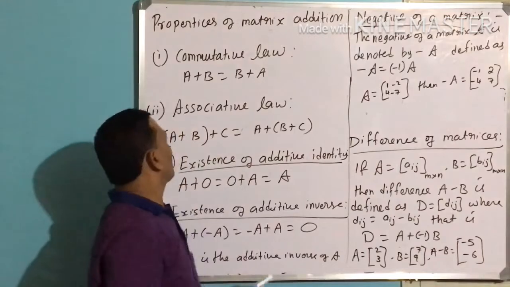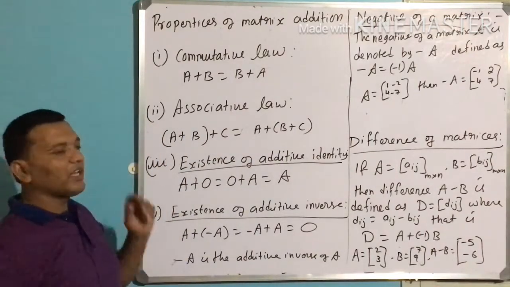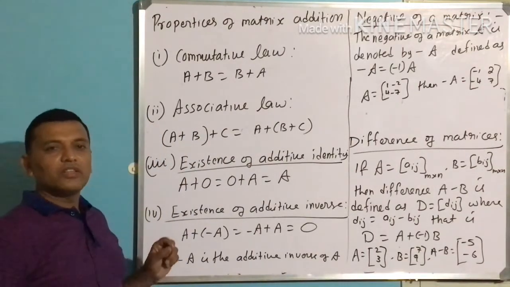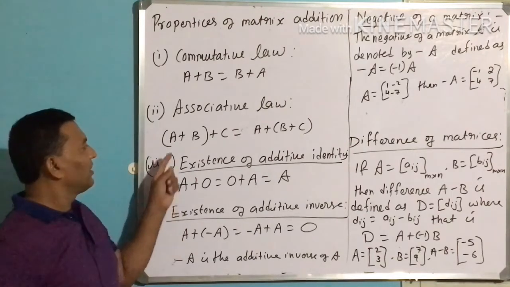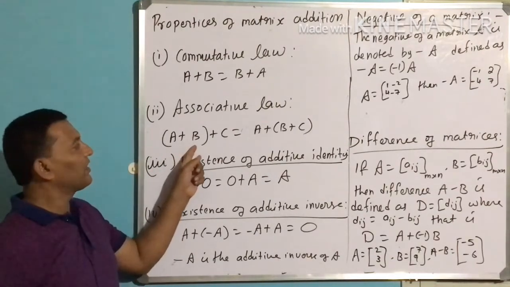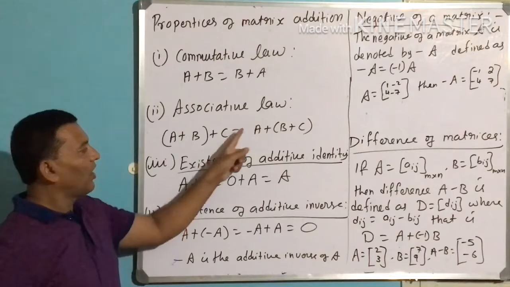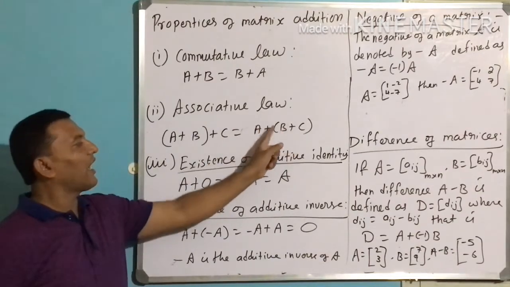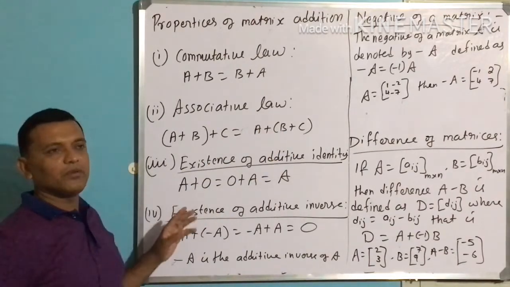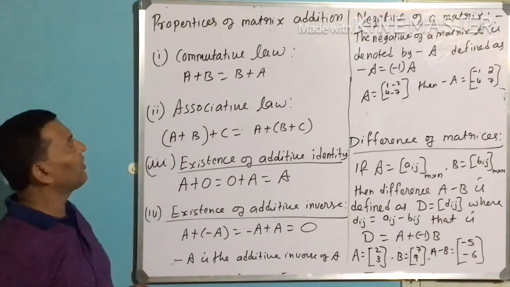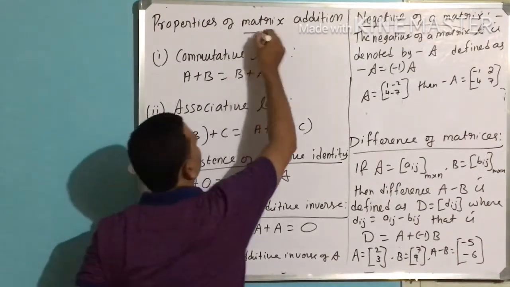Next, the second property is the associative law. That is, if you take A, B and C, three matrices of the same order, then if you first add A plus B and then add the other matrix C, or first add B plus C and then add A to that, the result will be the same. So the associative law is also satisfied for matrix addition.